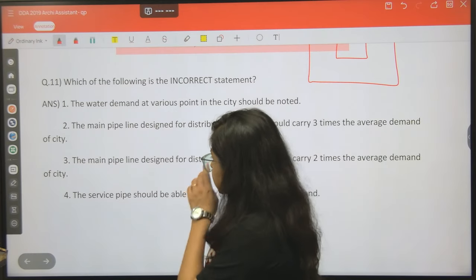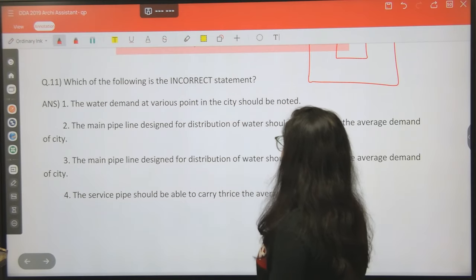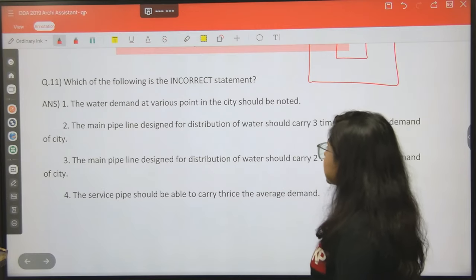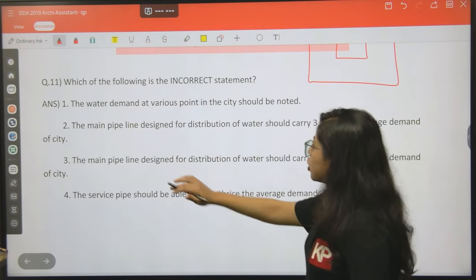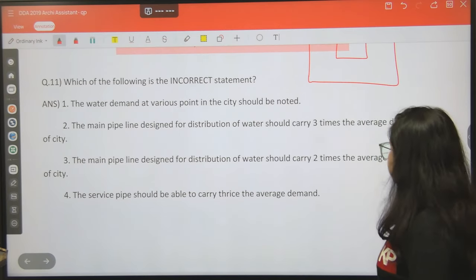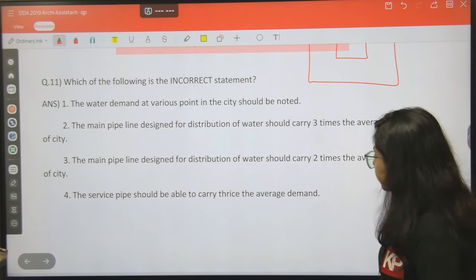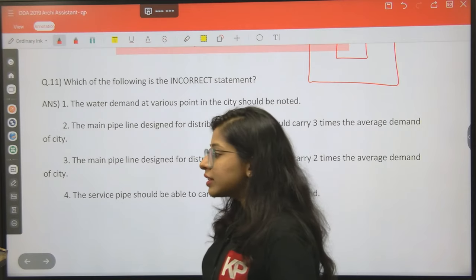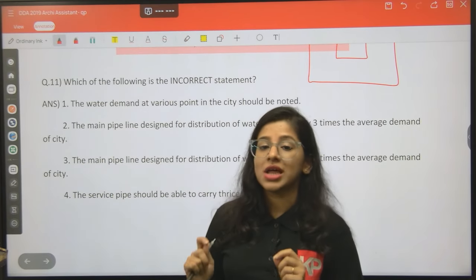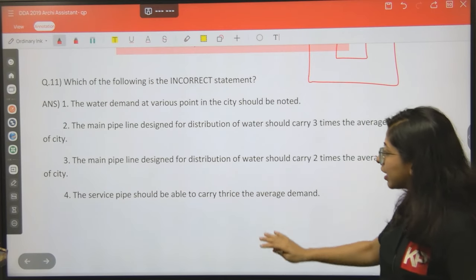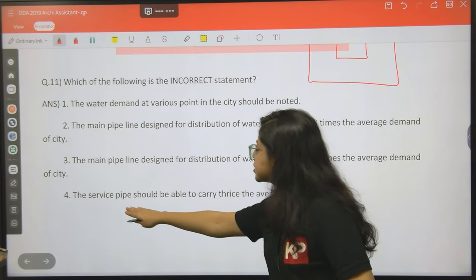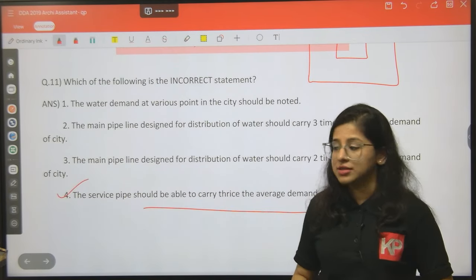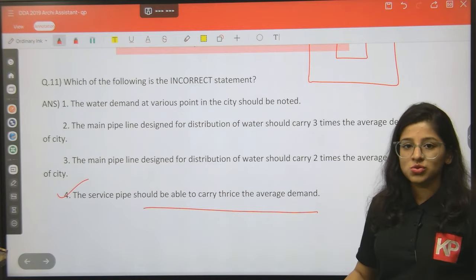Then the next option says the main pipeline designed for distribution of water should carry 2 times the average demand of the city. The service pipe should be able to carry thrice the average demand. This is a standard-based question; you have to keep this in mind. So the one which is incorrect is that the service pipe should be able to carry thrice the average demand. There is no such standard.